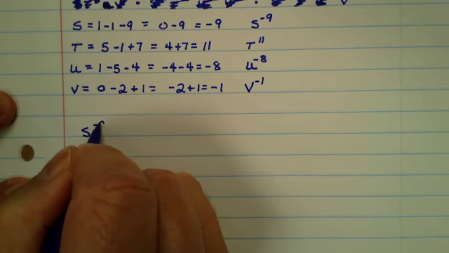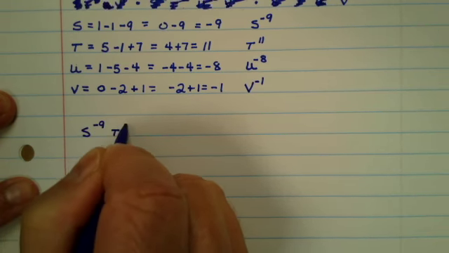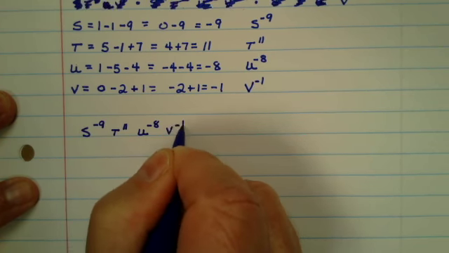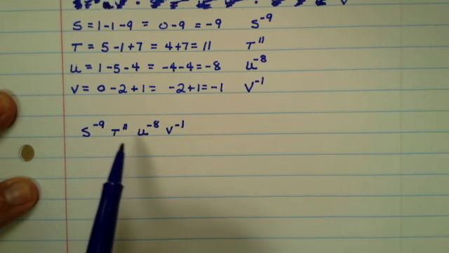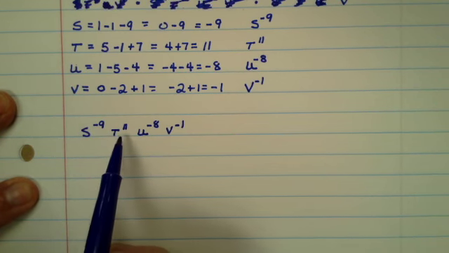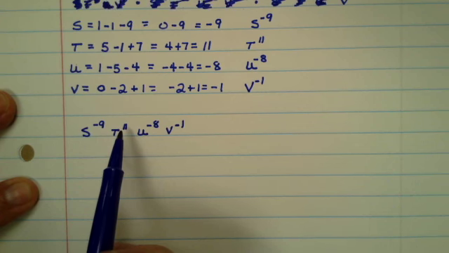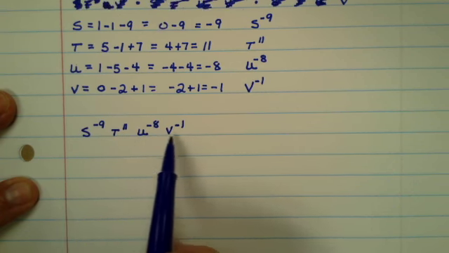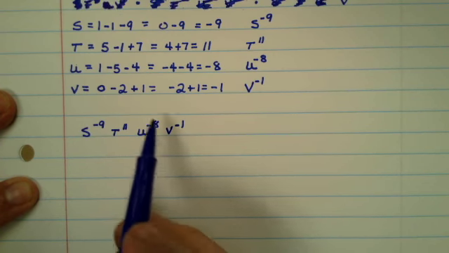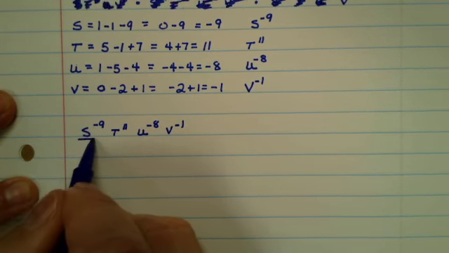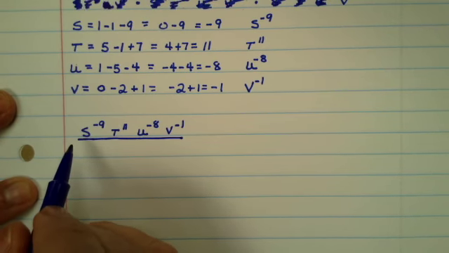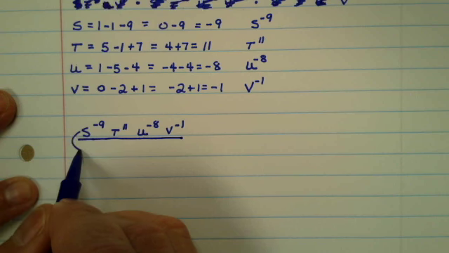S to the negative 9th, t to the 11th, u to the negative 8, v to the negative 1. All these have negative exponents except this t. It's got a positive 11. So only the ones that have negative exponents need to be flipped, moved to the bottom. So I'm going to create a division bar, and I'm going to start moving the ones that need to be moved to the bottom, like this.